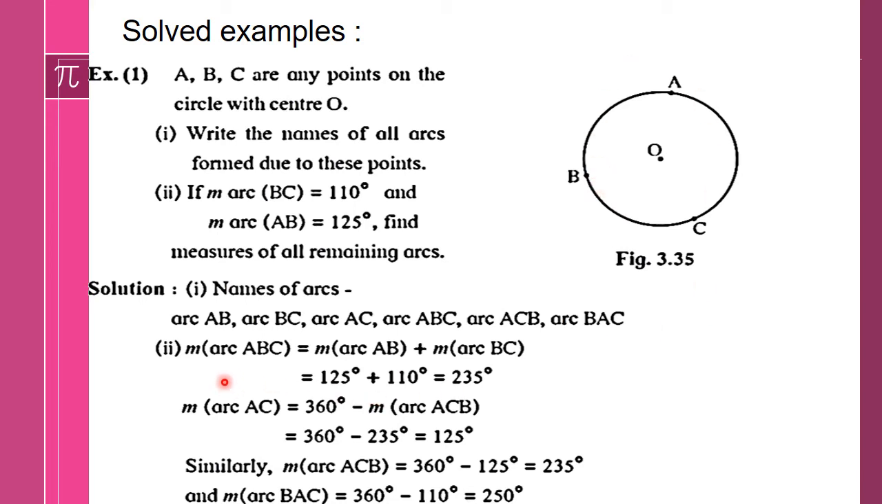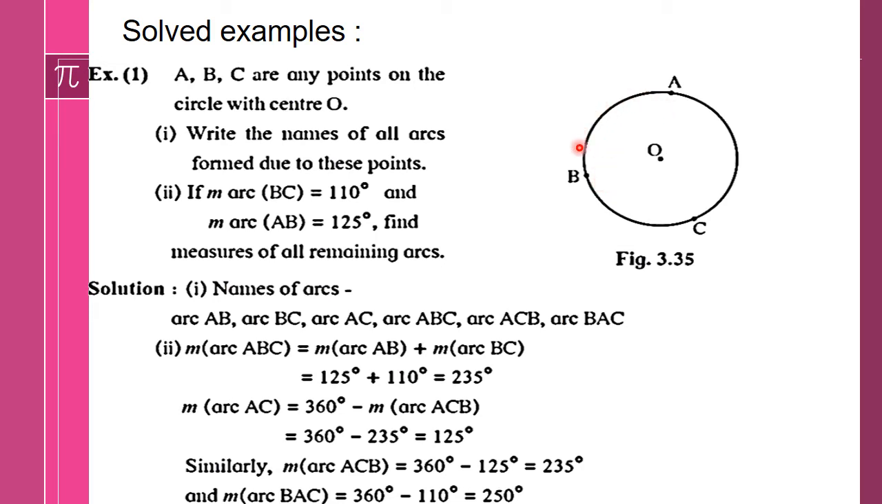First thing, we can find the measure of arc ABC by simply adding the measure of arc AB plus the measure of arc BC, since they have a single common point. So we can add the measures and get the answer, that is 235 degrees. Next we need the measure of arc AC. Now the full circle is 360 degrees. From that, if I subtract the measure of arc ABC, then I will get the measure of arc AC. So that would be 360 degrees minus 235 degrees and hence 125 degrees. Next, the measure of arc ACB. So ACB, this major arc.